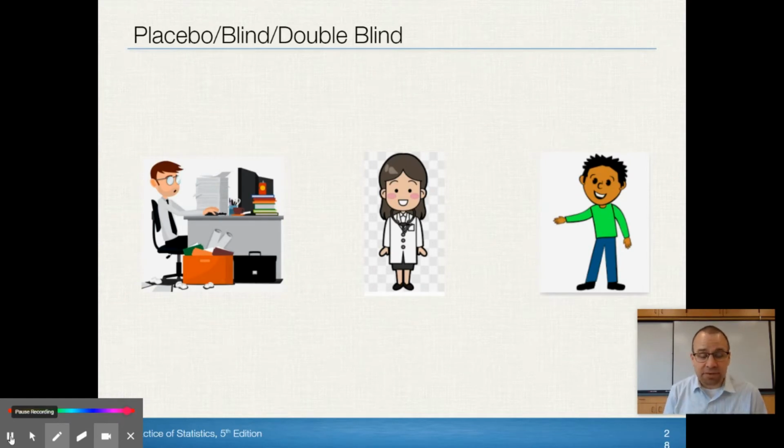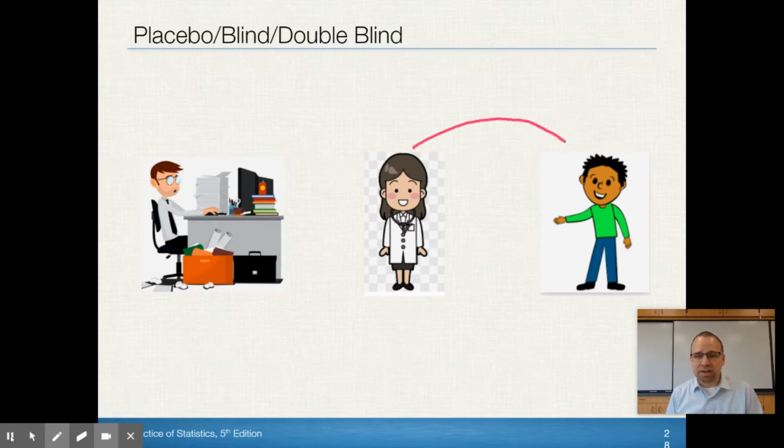Let's pretend there's a new drug that's supposed to help people with high cholesterol. In a normal test, the experimenter would administer the drug to the patient and measure whether or not the patient's cholesterol goes up or down, and therefore would try to establish a cause and effect relationship. However, we now know that that's a bad idea because you need something to compare it to. But more importantly, I want to talk about this thing called the placebo effect.